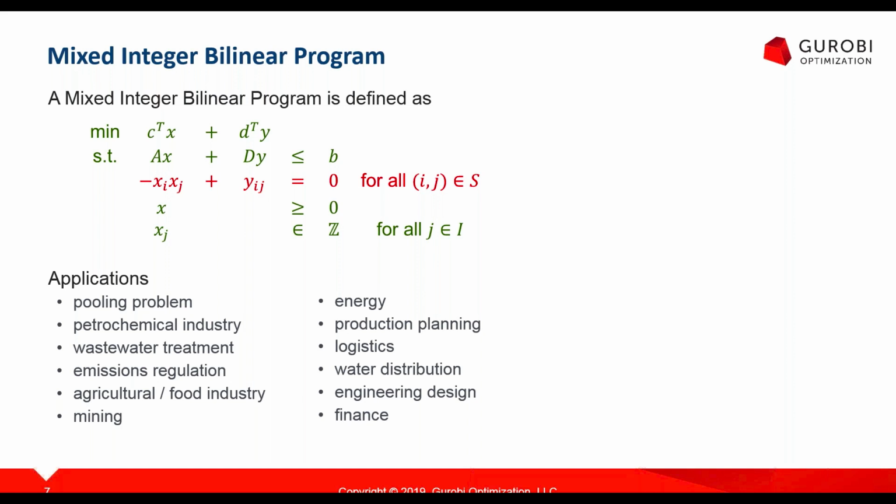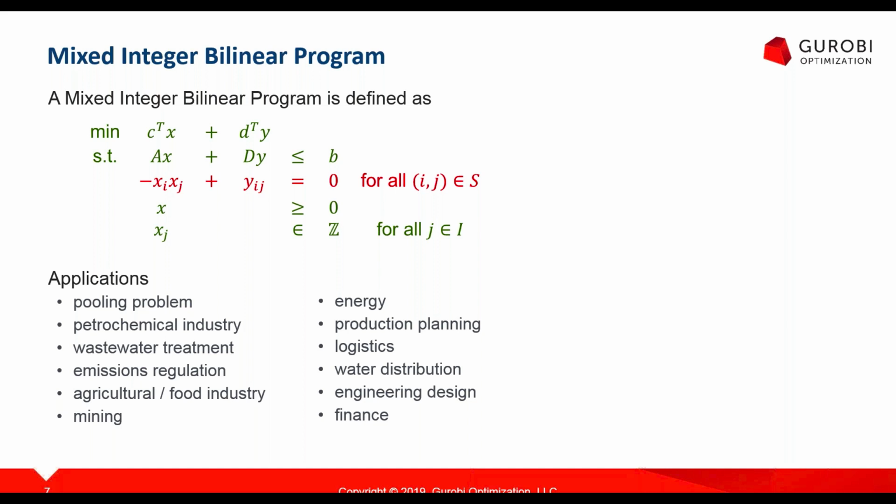And then there are these so-called bilinear constraints that link the y variables to the original x variables in such a way that a variable y_ij is defined to be equal to the product of variables x_i times x_j. Not all of those y_ij variables need to exist. There is only a subset S, which contains the pairs of indices i and j, and only for those we have such a y_ij variable that is mapped to this product of x_i times x_j. And as before, the x variables should be non-negative, and some of them are integers.